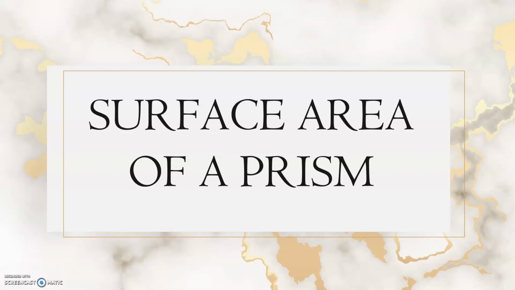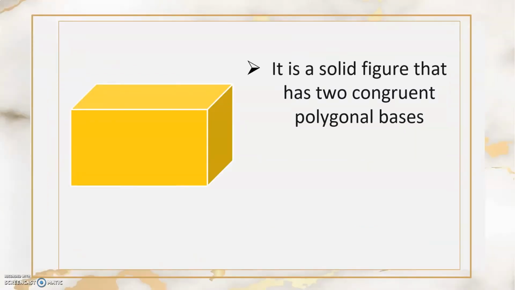Hello everyone! For today's lesson, we will talk about solving for the surface area of a prism. Let us recall that a prism is a solid figure that has two congruent polygonal bases, and it has rectangular faces. Also, there are different types of prisms, and you can distinguish them based on the shape of their bases.